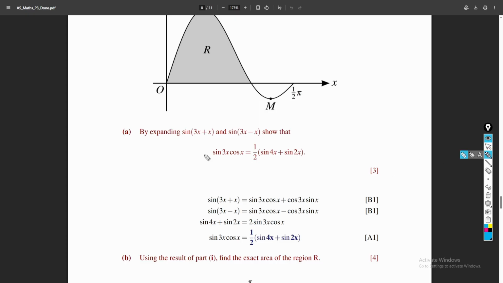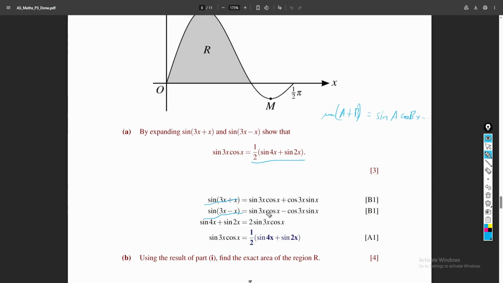So simply we just expand. We just do what they told us in the question. We use the formula to expand sine of 3x plus x and sine of 3x minus x, using the formula from the formula sheet, the formula where sine of a plus b equals sine a cos b plus cos a sine b. So that formula is in the formula sheet, and we just simply get them. So we can just work backward here.